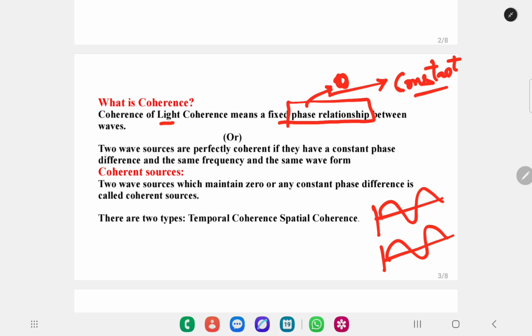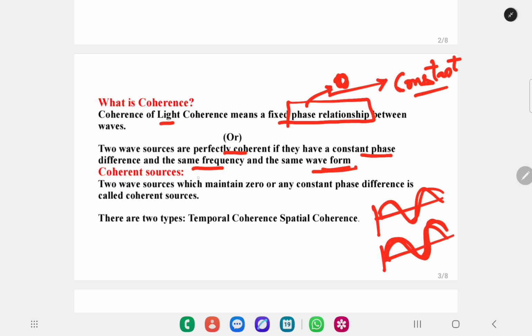We also have another definition which says two wave sources are perfectly coherent if they have a constant phase difference, the same frequency and the same waveform. The same thing we are learning here also. Two wave sources are perfectly coherent if they have constant phase differences, the same frequencies, and the form of the wave should be the same.